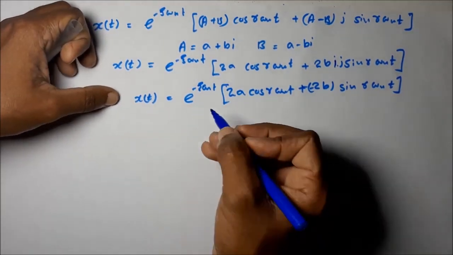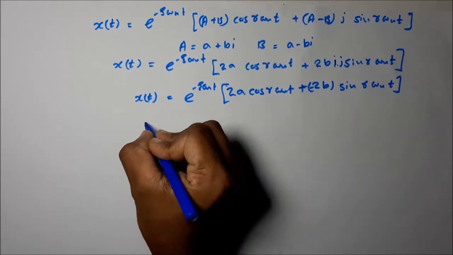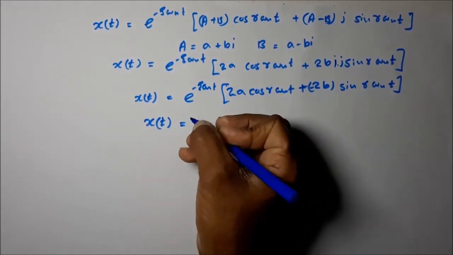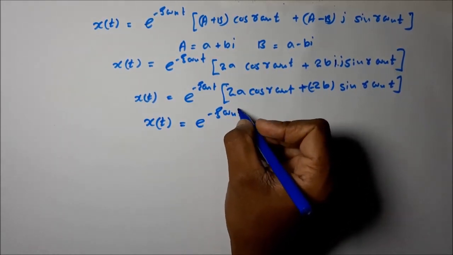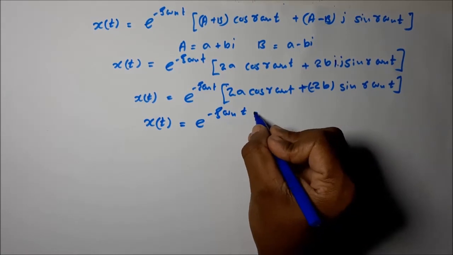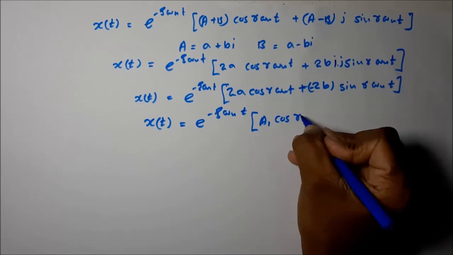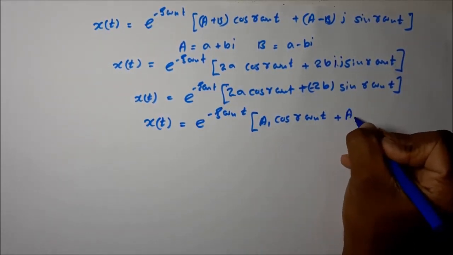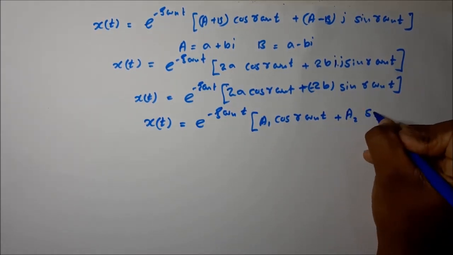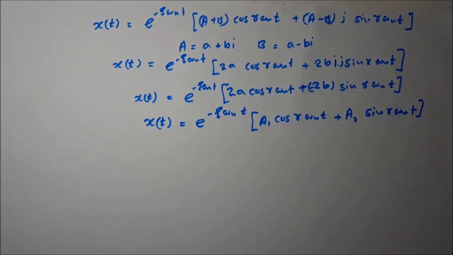So then we can further simplify this equation. Let me take x(t) is equal to e^(minus theta omega n t) into [a1 cos gamma omega n t plus a2 sin gamma omega n t], taking a1 and a2 as constants. Okay, then further we can simplify this equation.